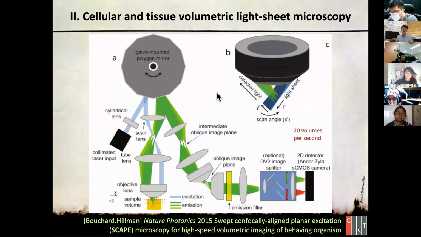Another way of making these microscopes is called a volumetric light sheet microscope. This came out in Neurophotonics in 2015. A nice naming is a must when you publish in a good journal. So it's called swept, confocally aligned, planar excitation. It's okay if it doesn't make sense to you right now, but the point is you want to make a light sheet, moving fast, that you want to image.